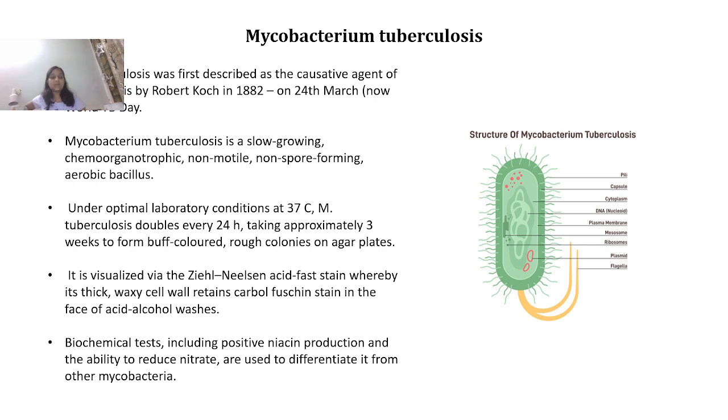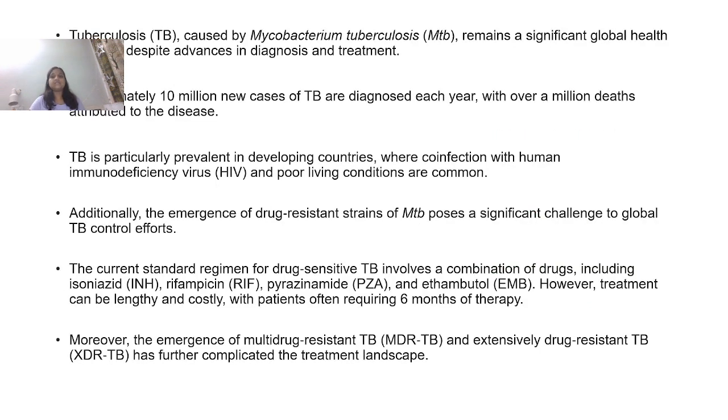And there are different kinds of biochemical tests, including positive niacin production and the ability to reduce nitrate, which helps to differentiate it from other mycobacteria. So mycobacteria has different kinds of species, and out of that, Mycobacterium tuberculosis is one of the species. And since it is causing tuberculosis, so much research is still going on, especially on drug-resistant TBs, because it is still not eradicated yet.